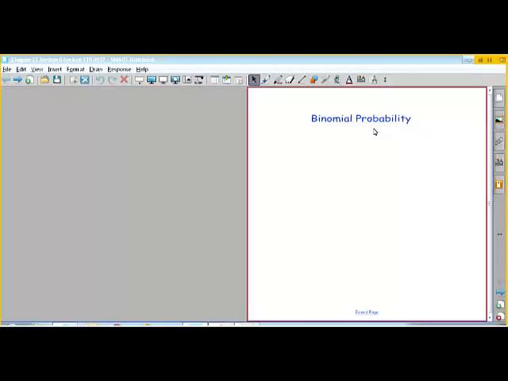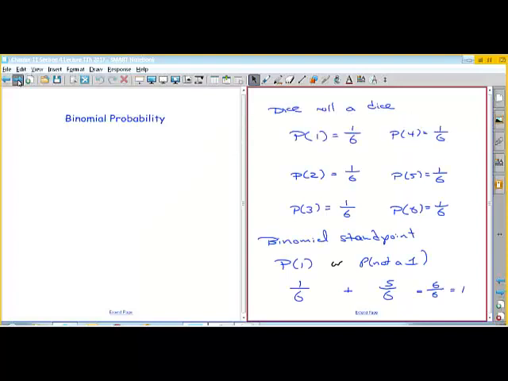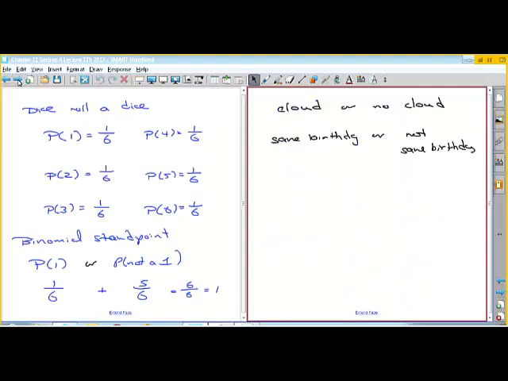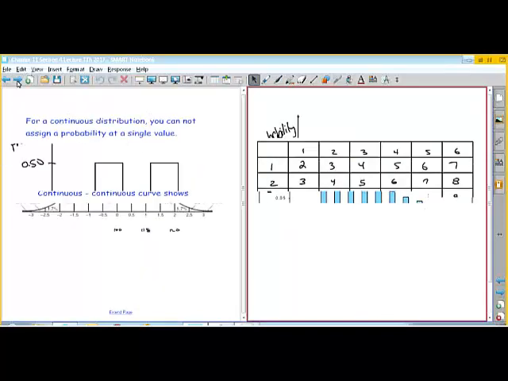So we'll finish up section 4 here. We're talking about binomial probability, which is where you have basically the probability of something happening and the probability of something not happening. So let's look at a few more examples. Let's see what we got here.